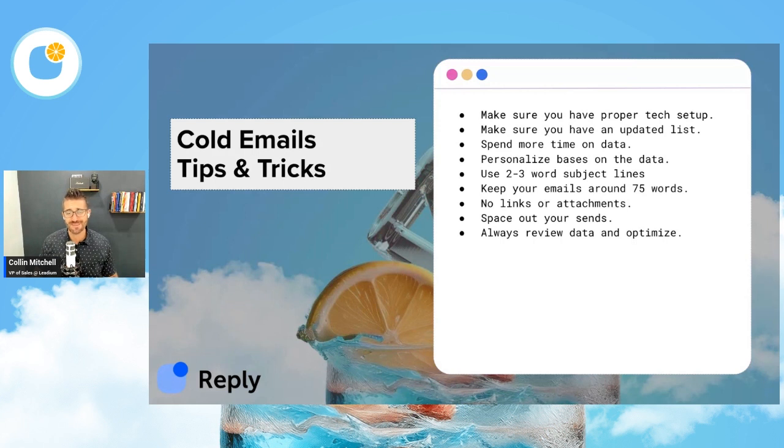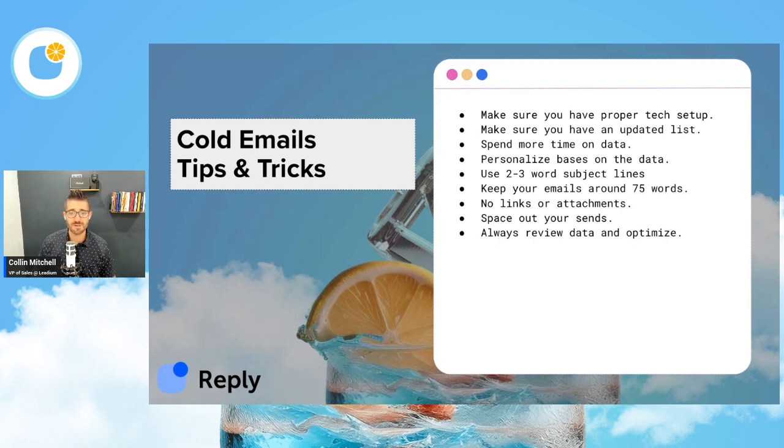Make sure that you have an updated list, right? So good validated data. You don't want a lot of bounces. You don't want to go in a lot of spam. That's all going to hurt your deliverability over time. Spend more time on the data before you just start sending, right? So have really good segmented lists with validated emails, and that's going to help you overall.